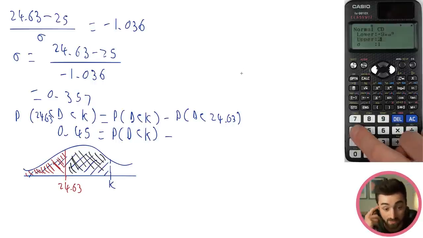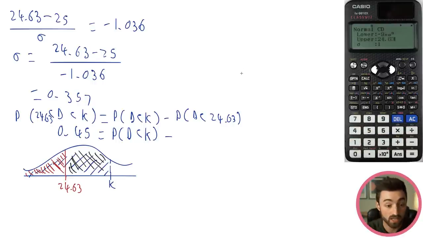Put your sigma and your mu in. So my sigma we know to be 0.357 and my mu we also know to be 25. Straight into the calculator to get 0.15, essentially.